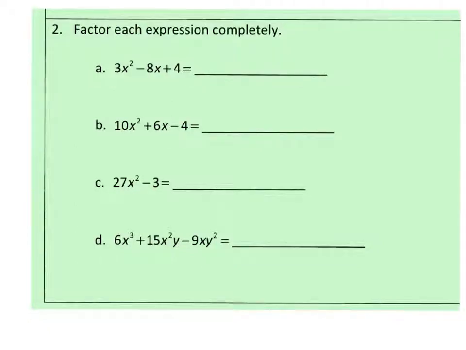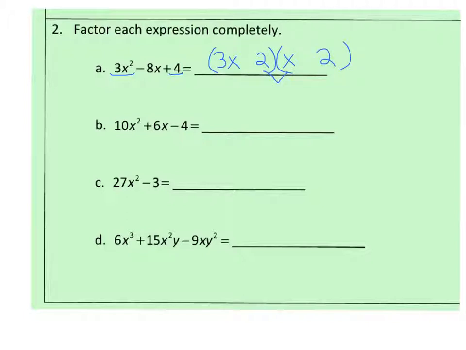Okay, in this first one, we are going to make two binomials. And we need our first term to multiply to 3x squared, so I'm going to do 3x and x. And then our last two need to multiply to 4, so I could do 4 and 1 or 2 and 2. I'm going to try 2 and 2.